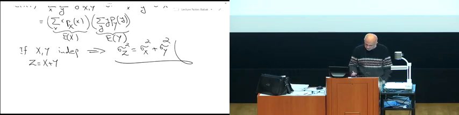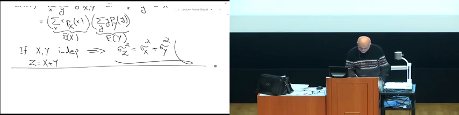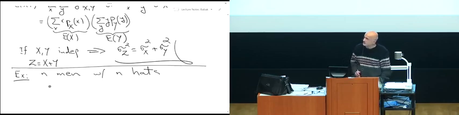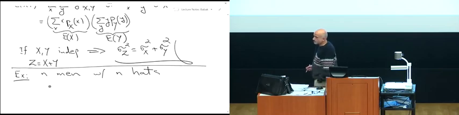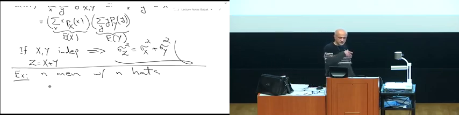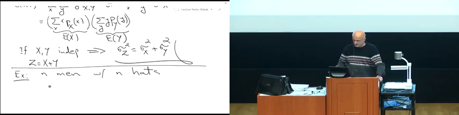Okay, let's go back to an example we did a while ago, the hat problem. N men with N hats. Remember that problem? N men walk into a party, they hand over their hats to the receptionist. The receptionist is klutzy, randomly assigns hats to people on the way out.